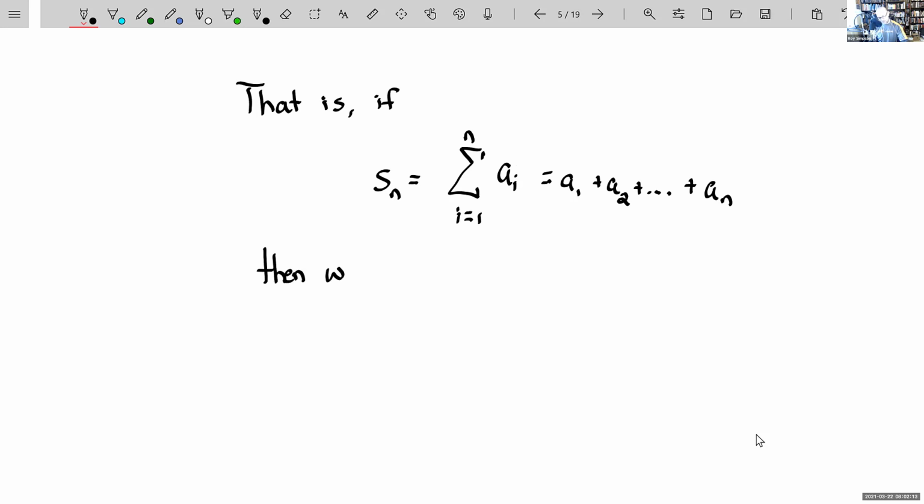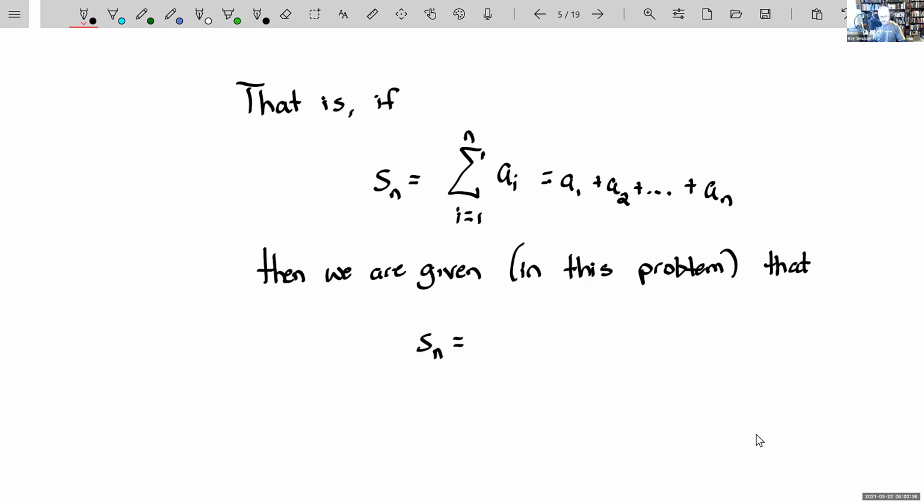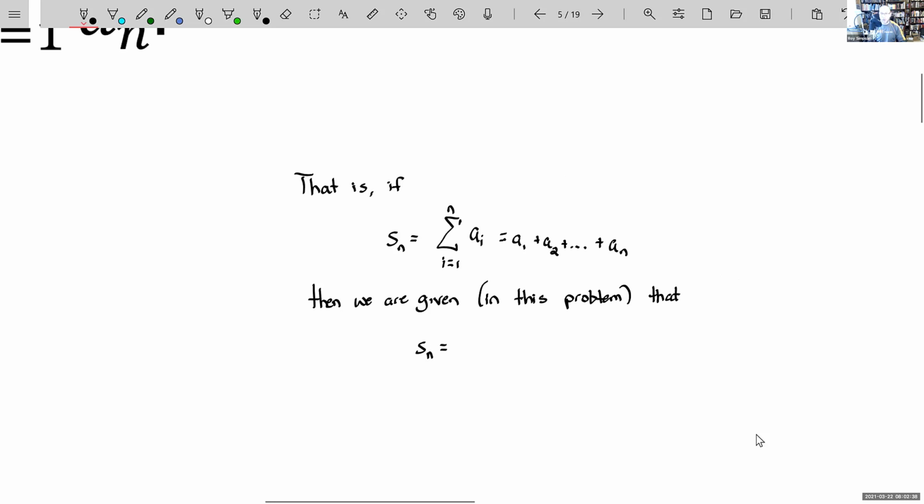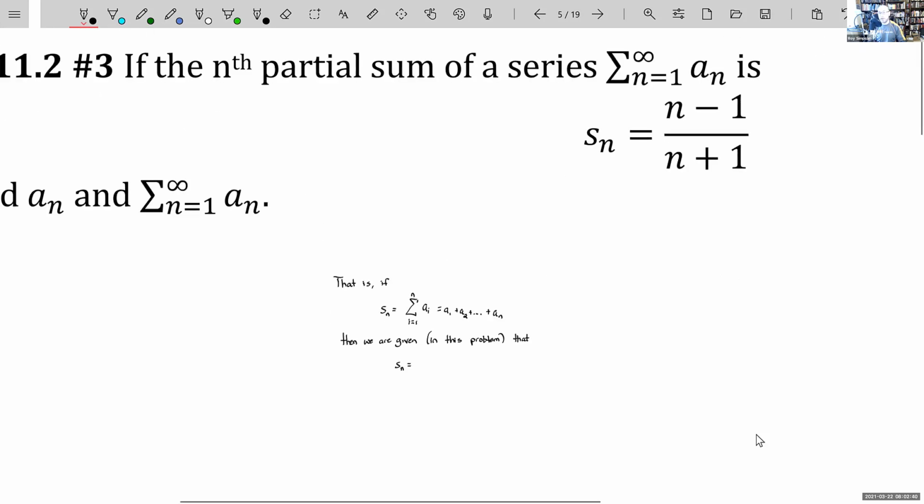we are given, in this specific problem, not in general, just this problem, a closed formula for s sub n. Somebody was kind enough to do some pre-work for us. They say, hey, guess what? I've done all this work and I found a pattern for s sub n. It always turns into n minus 1 over n plus 1.